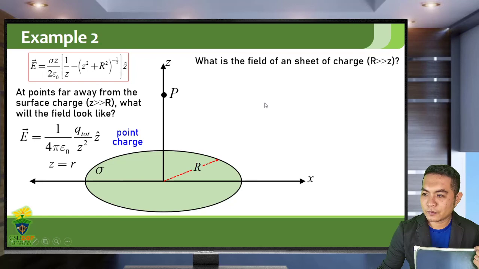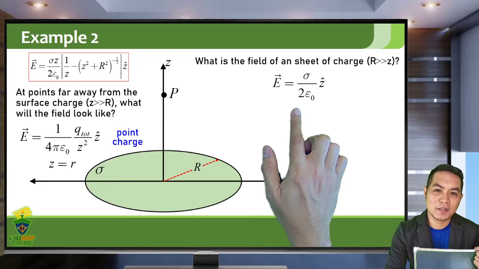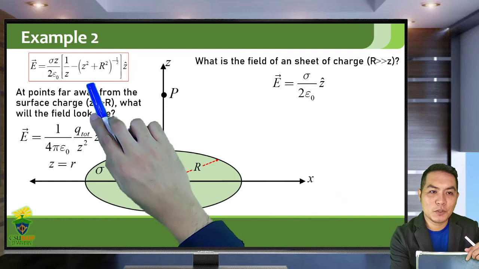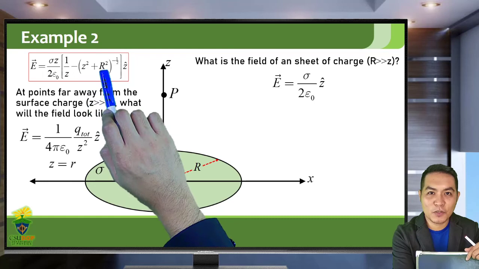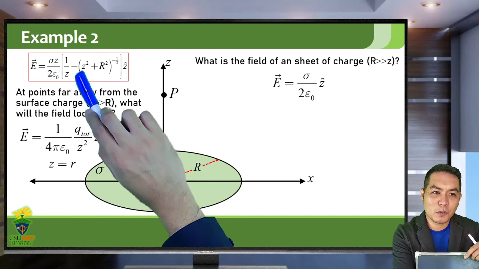So you will get this one. So what we'll do to get this value is you need to again use binomial expansion for this term, but you need to factor out R squared here so that you can achieve the condition for the binomial expansion, which is 1 plus x. So if you factor out R squared, then you will have 1 plus z squared over r squared, where z squared over r squared is your x.